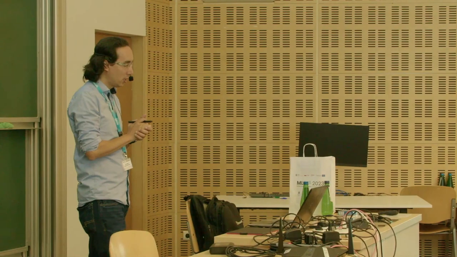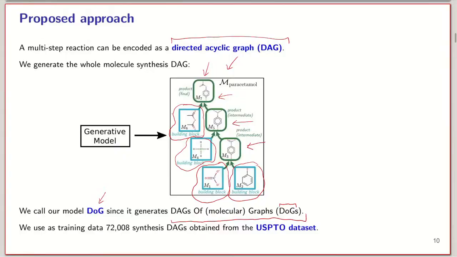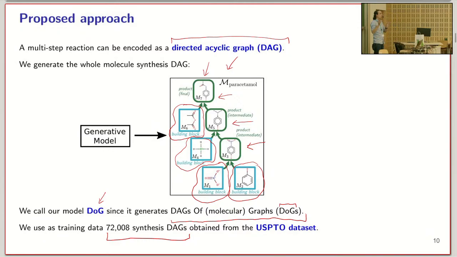So it turns out that there is a lot of data available, in particular in this USPTO data set. It contains about 70,000 synthesis DAGs. This is data extracted from the US Patent Office. It was done in an automatic way. And you could use this data to train a model. And that's actually what we did.